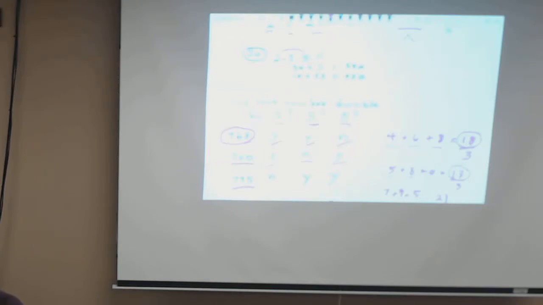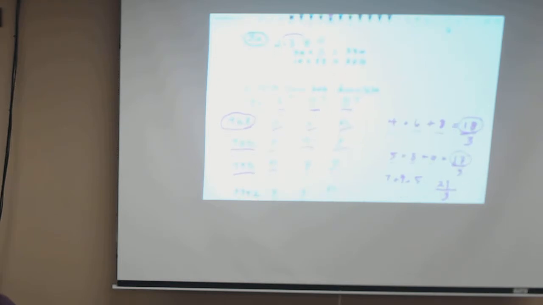795? Divisible by 2? It has to end in an even number to be divisible by 2. So no, it's not. Divisible by 3? Well, let's add them up. 7, 9, and 5 add up to 21. Is 21 divisible by 3? Yes. So that number is divisible by 3. Is it divisible by 5? It ends in a 5 or a 0, so yes. Follow what's going on?